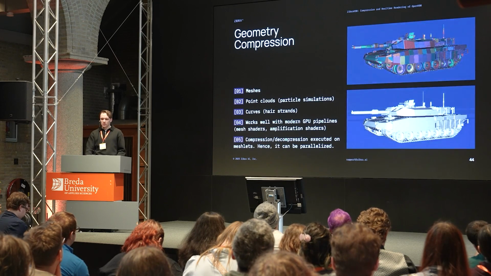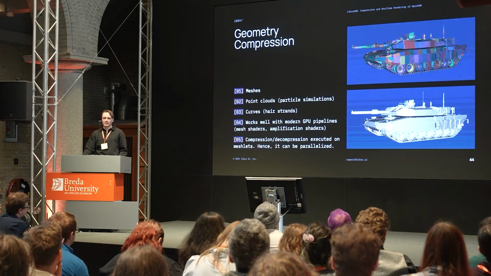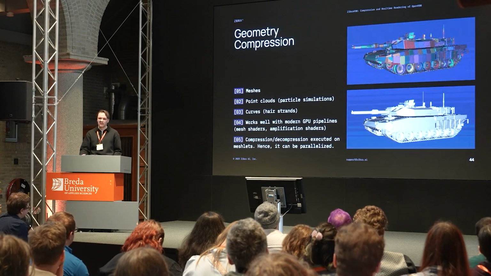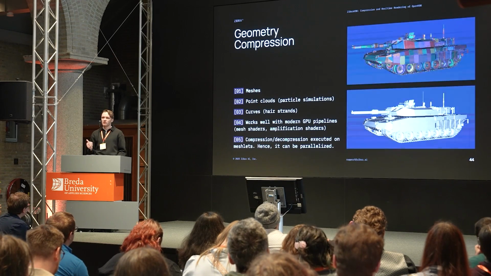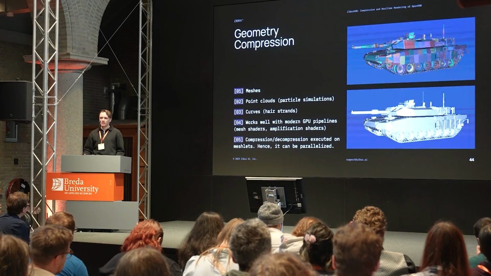And our compression and decompression is executed on meshlets. So it can be parallelized. You can compress multiple meshes at the same time and decompress them at the same time. You can, for example, decompress only the part of the mesh that is visible to you and just keep everything you cannot see in your camera compressed.